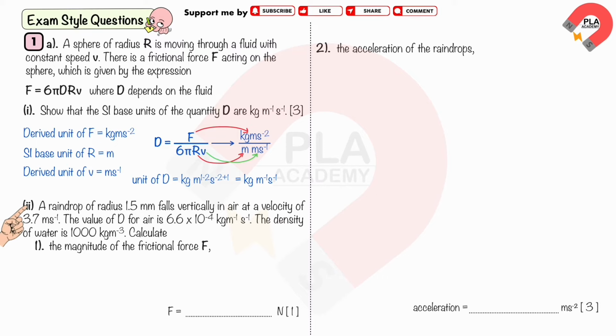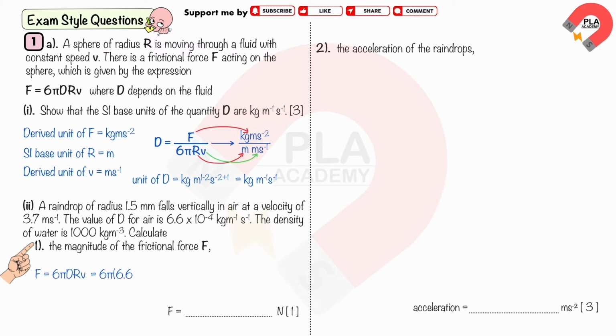2. A raindrop of radius 1.5 mm falls vertically in air at a velocity of 3.7 meters per second. The value of d for air is 6.6 times 10 to the power negative 4 kilograms per meter per second. The density of water is 1000 kilograms per cubic meter. 1. Calculate the magnitude of the frictional force F.